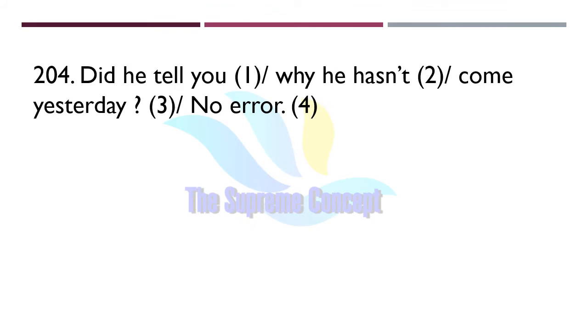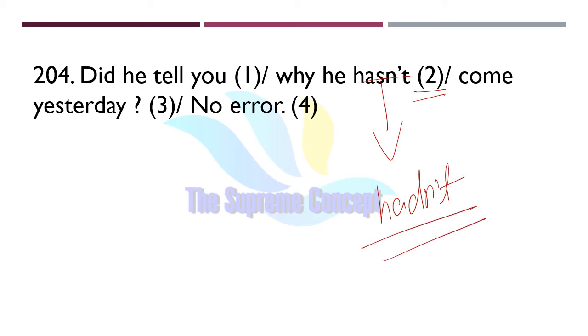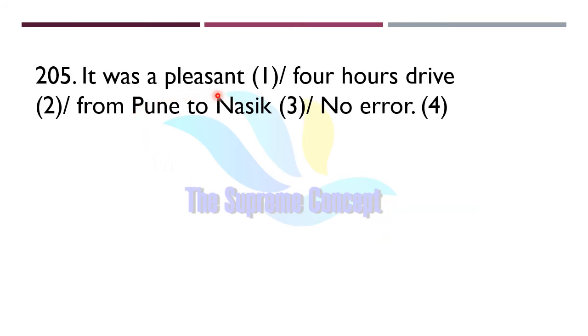Okay. Question number 204. Did he tell you why he hasn't come yesterday? Now find out where exactly the error lies in this question. Yes, error lies in part number 2. So we will use "hadn't", not "hasn't". It should be past. Hadn't. Okay, so: Did he tell you why he hadn't come yesterday? Because past perfect tense is used for showing an action happened or completed in the past. So we will use this, no? Hadn't.